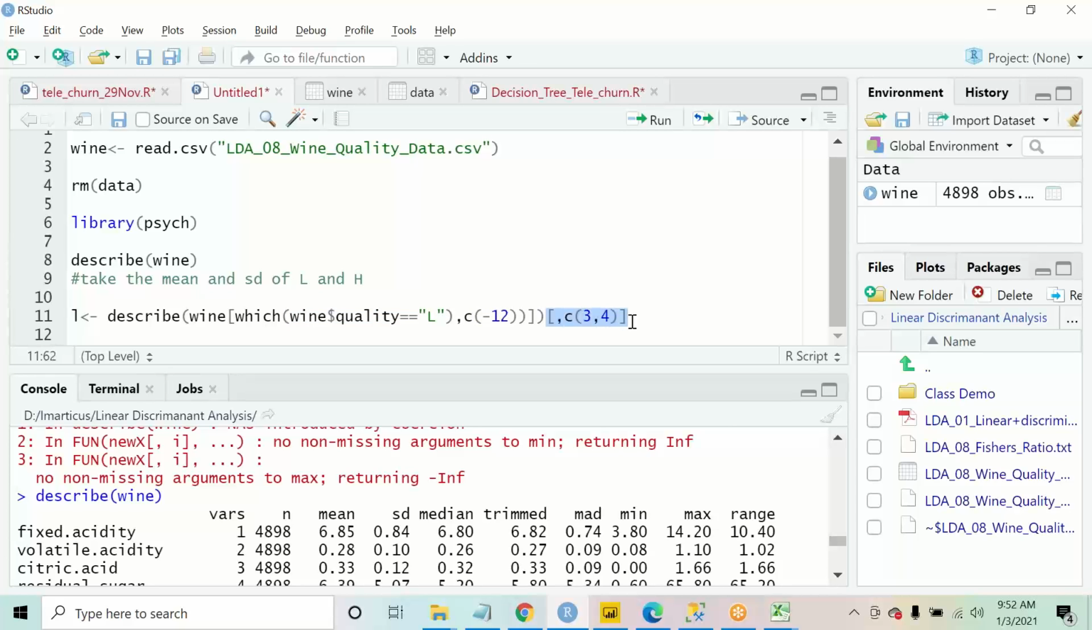And then outside that describe function, I have defined that I only want to keep the third and fourth item. Third item is mean, and the fourth item is standard deviation. So this is what we have written as the formula.